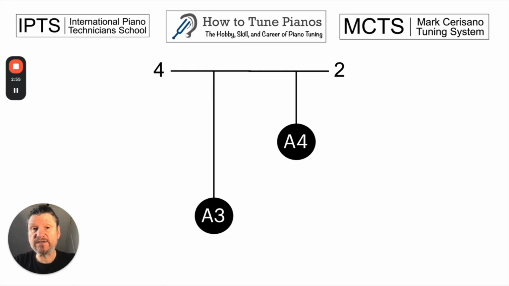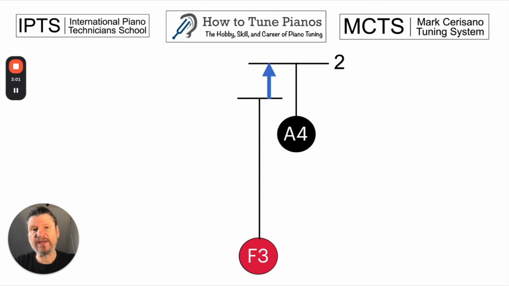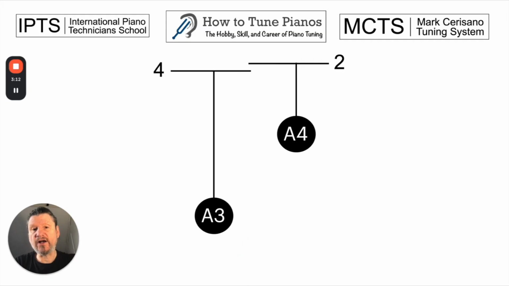But what if they aren't? Let's say we play F3, A3 and we hear a beating, la la la la la la la la. Then we play F3, A4 and we hear a faster beating, la la la la la la la la la la. That's telling us that the second partial is higher than the fourth partial and the octave is wide.